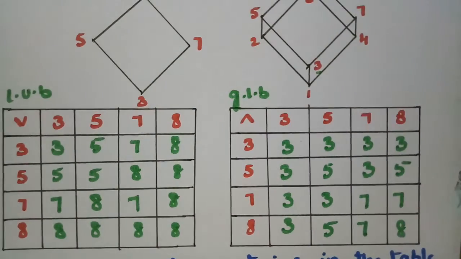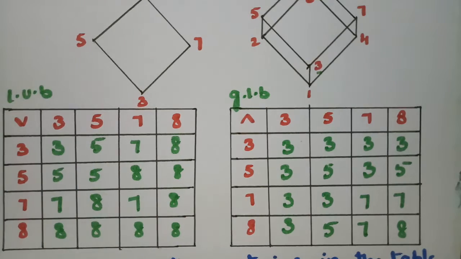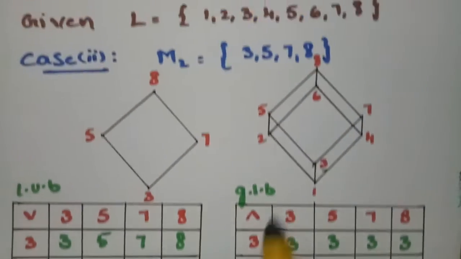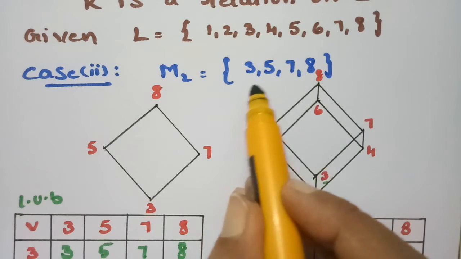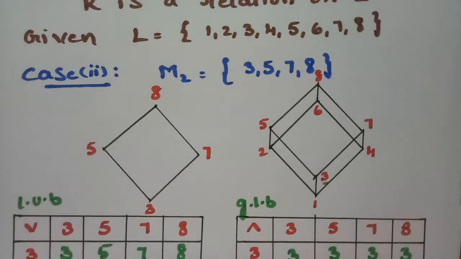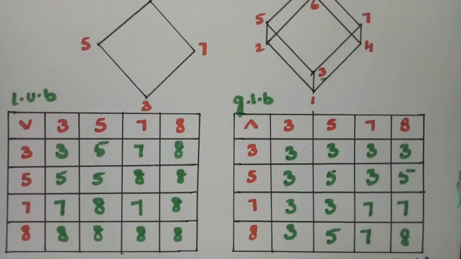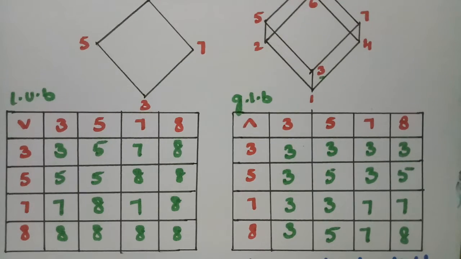See, if you observe, all the entries in the table are 3, 5, 7, 8. All the entries in the composition table are elements of the set M2 = {3, 5, 7, 8}. Therefore, M2 is closed under the operations join and meet. So M2 satisfies the closure property.